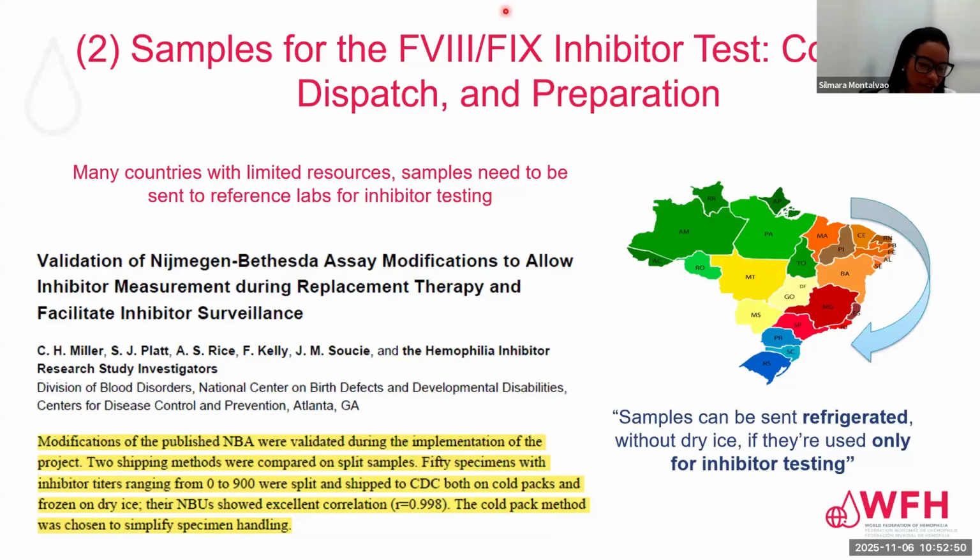Now let's move on to a more practical point. I'd like to talk about the pre-analytical conditions, and one important scenario that can happen in some countries. In many countries with limited resources, samples need to be sent to reference labs for inhibitor testing. The good news is that we have a study that conducted a validation about this issue. The conclusion of this validation was that samples can be sent refrigerated instead of on dry ice, of course only if they are used only for inhibitor evaluation. This is an important strategy because if you don't have dry ice, you can still send your sample to test the inhibitor, and it can help many countries manage the situation in their scenario.